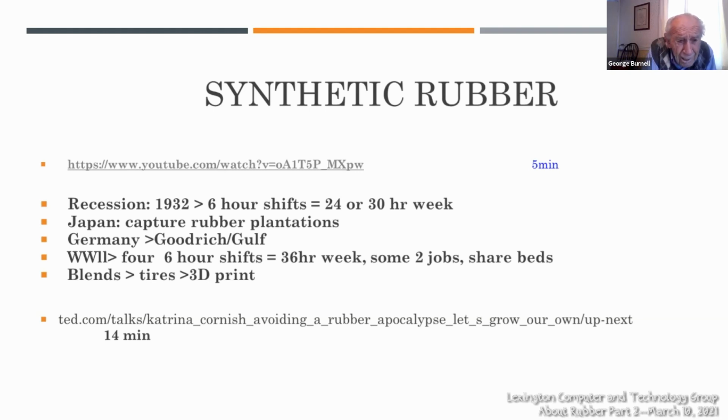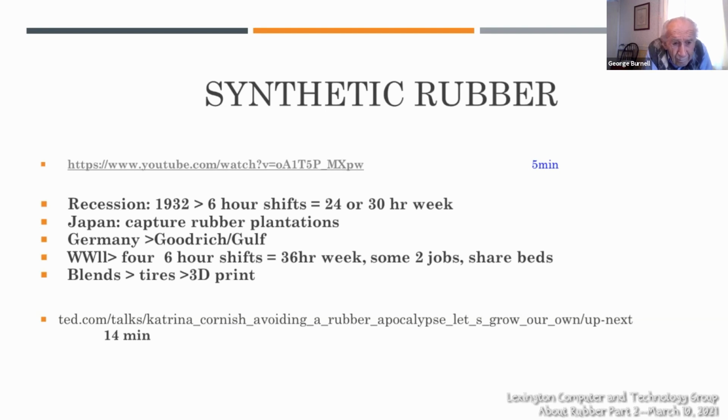Now the Japanese started capturing the rubber plantations and taking them out of business. So there's a loss of source for the rubber products. And you heard earlier that in the early 1900s they had started the synthetic rubber. Goodrich merged with Gulf, and they started producing synthetic rubber at that point in time.